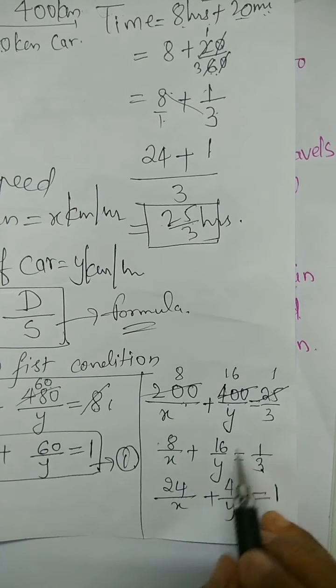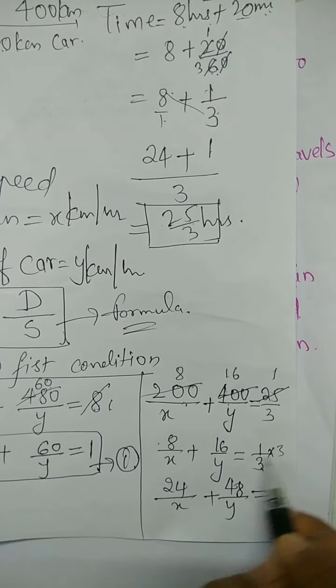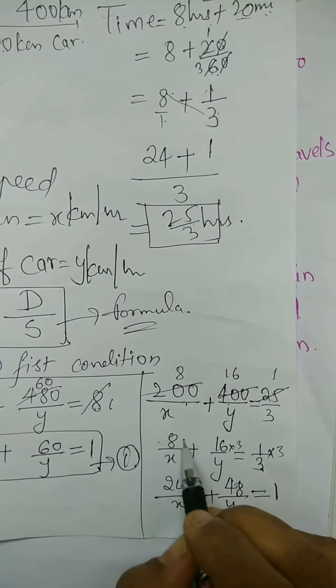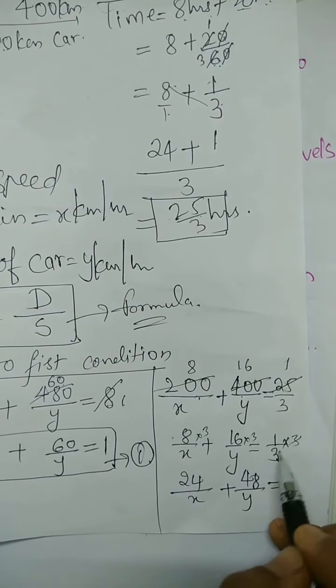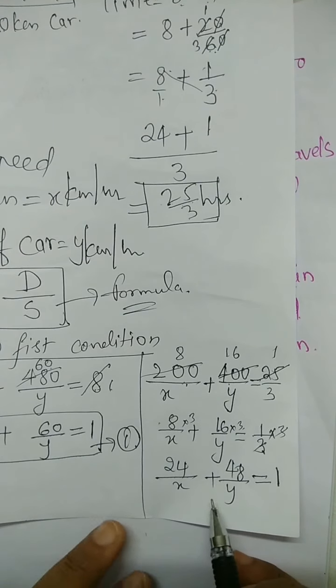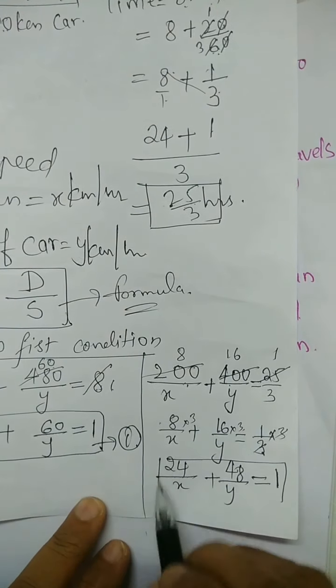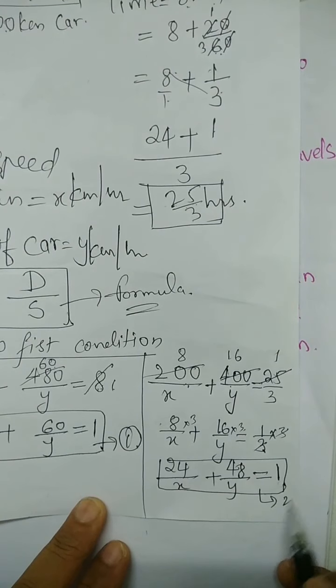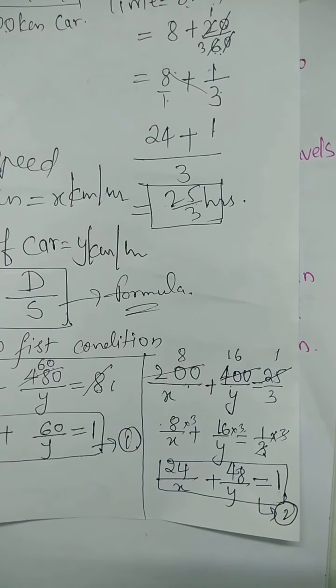1. 3 3 will get cancelled. All terms you have to multiply by 3. Then this 3 3 cancel. 16 3s are 48 and 8 3s are 24. So this is the second equation. Now you have to solve this by substitution.